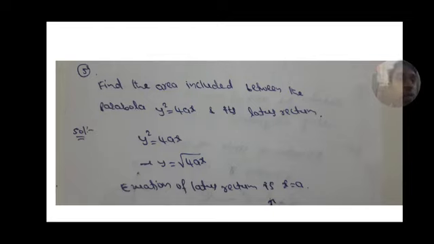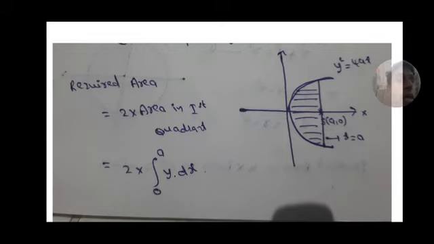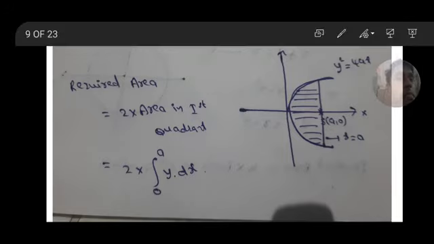Here in this problem, the question given is: find the area included between the parabola y square equal to 4ax and its lateral rectum. Lateral rectum means x equal to a, and the graph looks like this. Its area is 2 into area in the first quadrant, means 0 to a, 2 into area in the first quadrant.